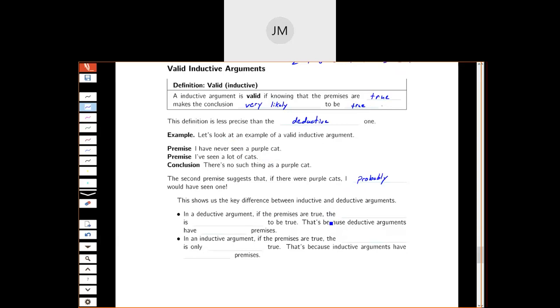But maybe not, right? Maybe I've seen an awful lot of cats in the world, but there's one purple cat walking around somewhere that I've never seen. It's possible, and that doesn't ruin our argument. In a deductive argument, if the premises are true, then the conclusion is guaranteed.